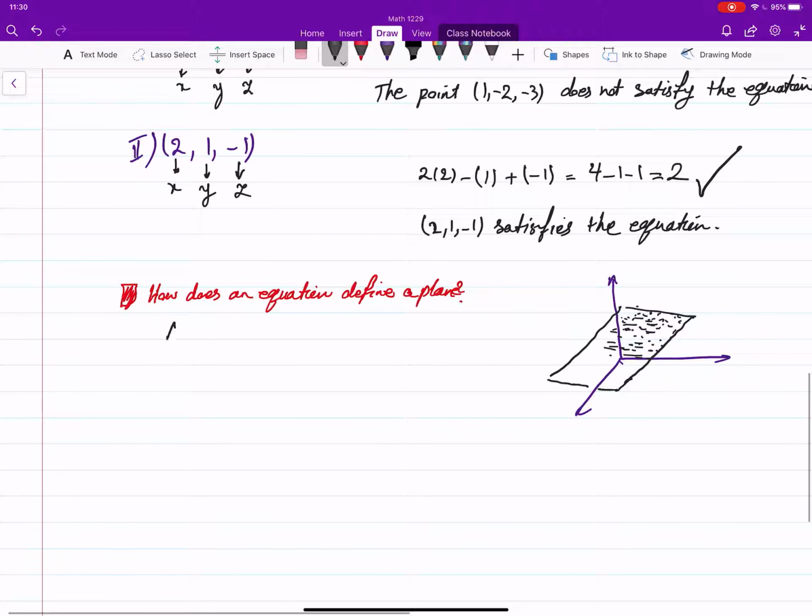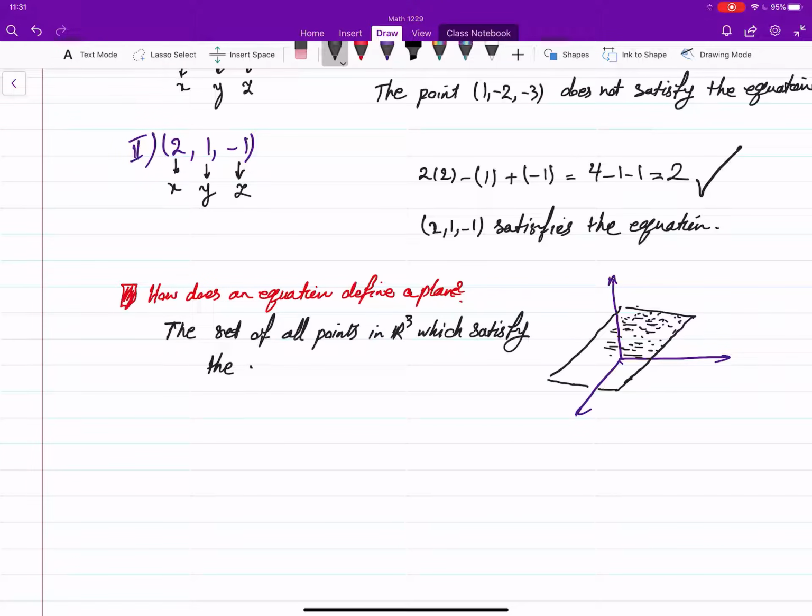So the set of all points in R3 which satisfy the equation form a plane. That's how points satisfying the equation, put all together, give you one big plane.